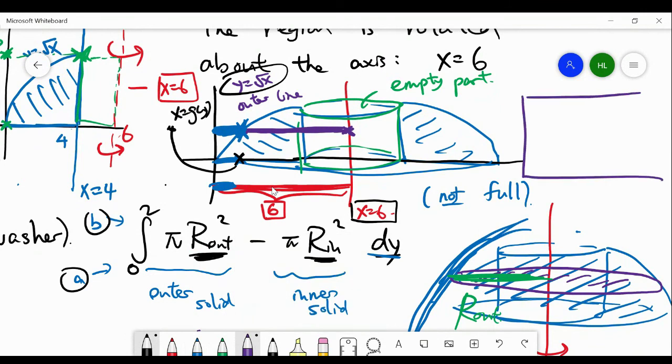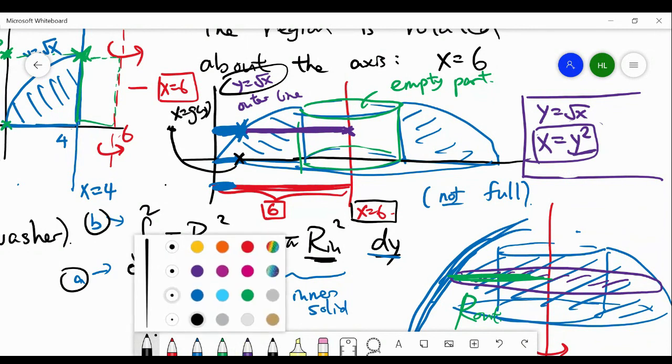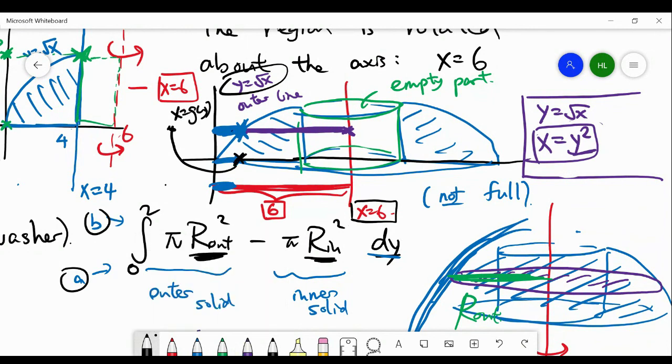So please look at the right hand side of the board. We originally have the outer line y equals square root of x. We need the expression x in terms of y. So automatically the expression is x equals y squared, right? This y squared represents what? If you come back to this picture, this y squared represents just the length that we need to subtract from the whole red line.